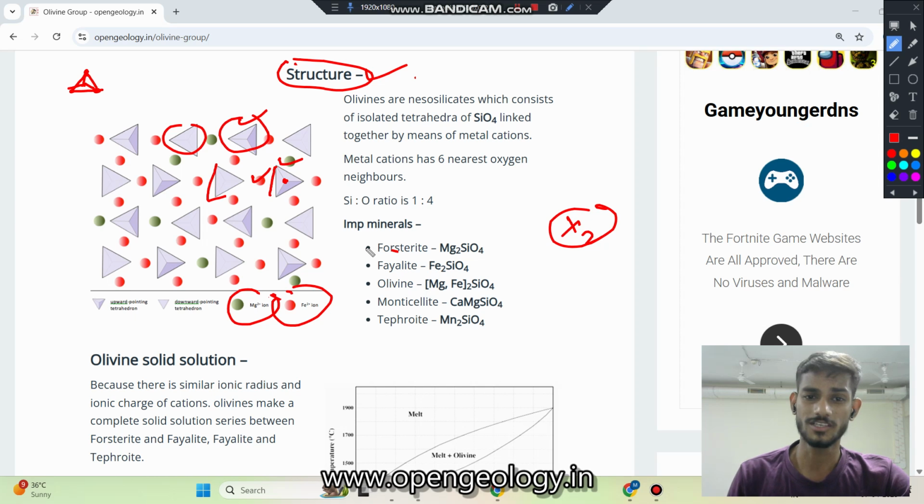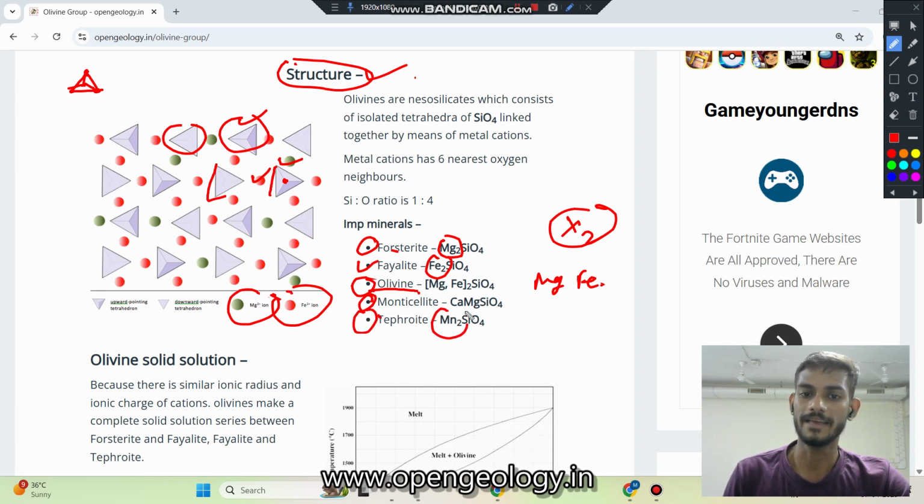Now what are the important minerals? The important minerals are forsterite, where Mg is present, and fayalite, where iron is present, and olivine is the general term where both Mg and Fe are present. Then you have monticellite, where calcium is present, and you have tephroite, where manganese is present.